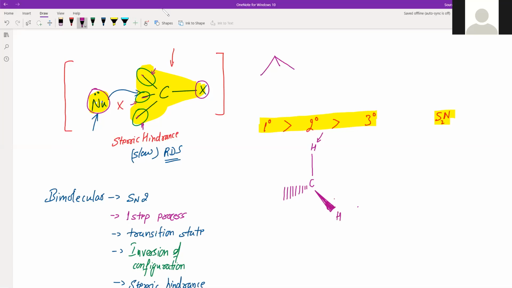Right? So this means that this hydrogen is actually on the back side of the paper. So this is how we represent it in 3D. Right? So just remember this representation. This is very important.